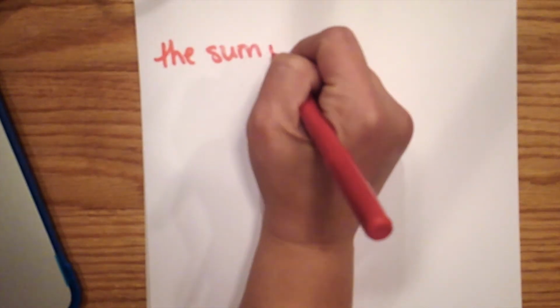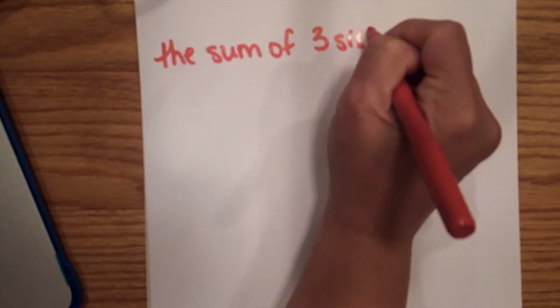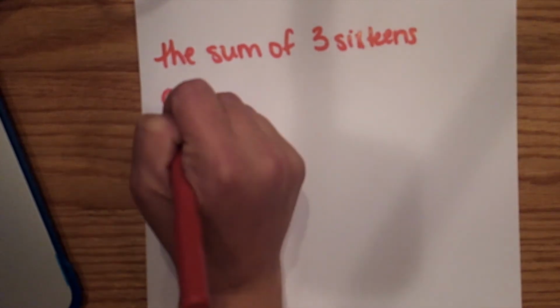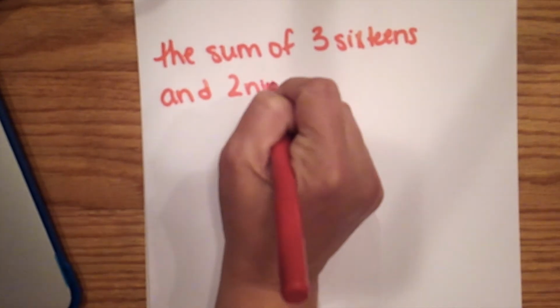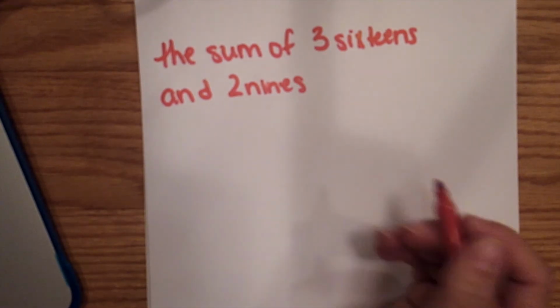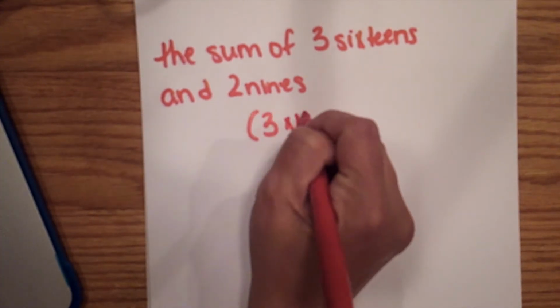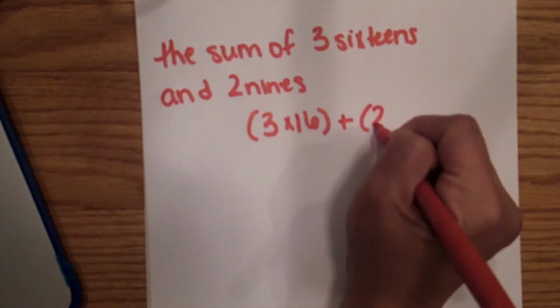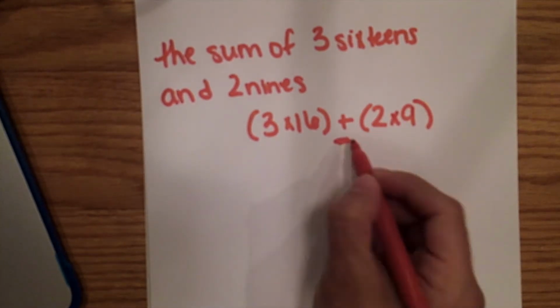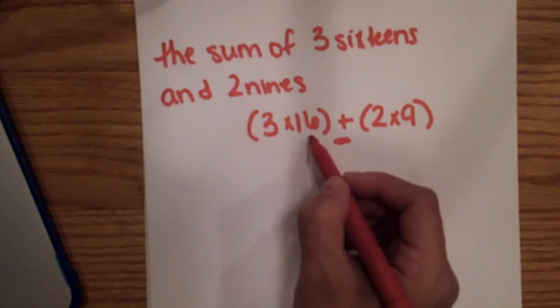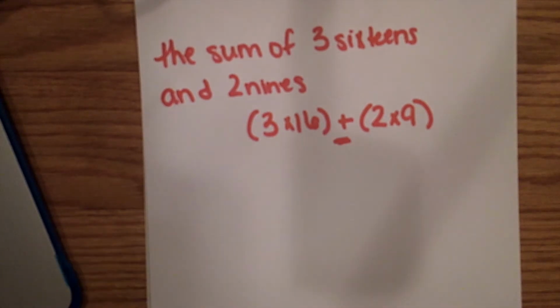Some things that you should expect to see is being able to change an expression from word form to one written in number form, and then vice versa. So you may see something like the sum of 3 16s and 2 9s. You need to be able to turn that into 3 groups of 16 plus 2 groups of 9. So this is a sum, an addition problem. We have 3 16s and 2 9s.